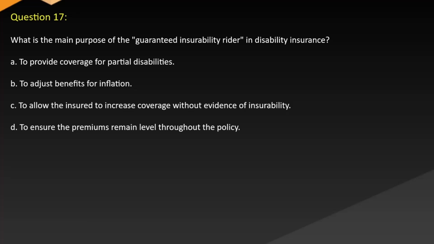Question 17. What is the main purpose of the guaranteed insurability rider in disability insurance? A. To provide coverage for partial disabilities. B. To adjust benefits for inflation. C. To allow the insured to increase coverage without evidence of insurability. D. To ensure the premiums remain level throughout the policy.